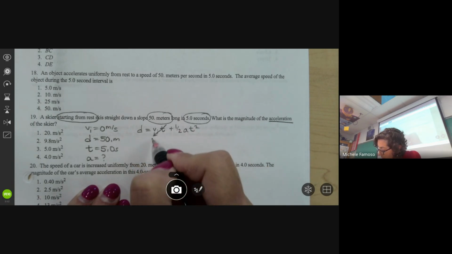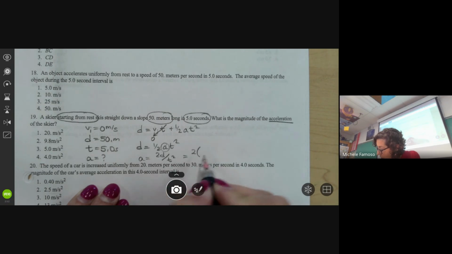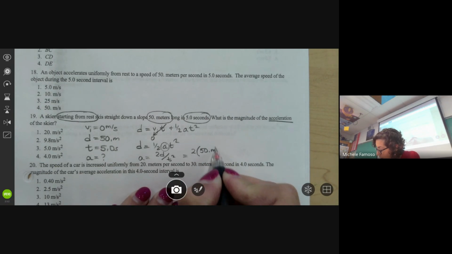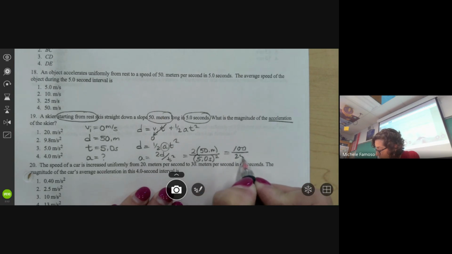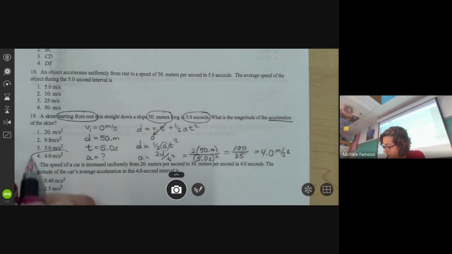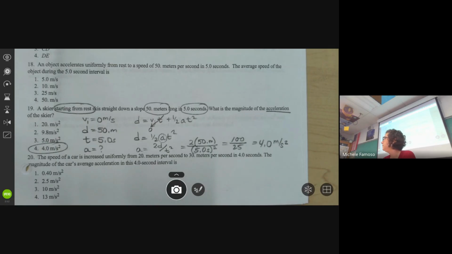The VI is 0. That's going to go away. So I'm going to end up with D is half AT squared. To get the A, I multiply the D by 2, and then I divide by the time squared. So 2 times 50 meters divided by 5.0 seconds, which must get squared. That's 100 over 25, which of course is 4.0 meters per second squared, choice 4. Anything else through 20?